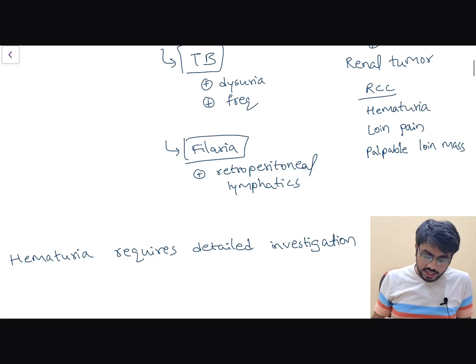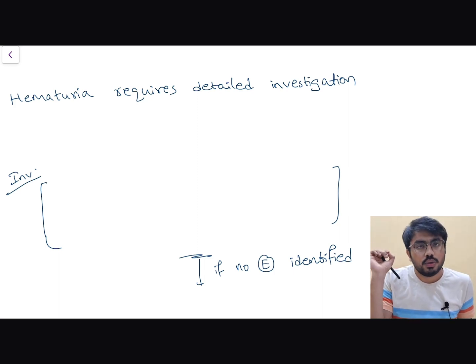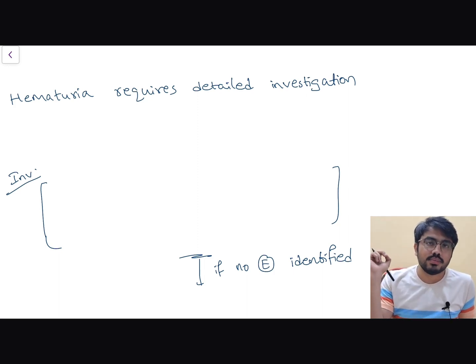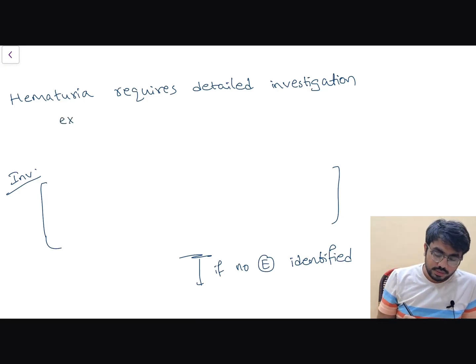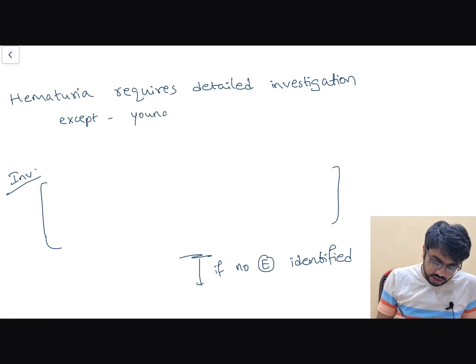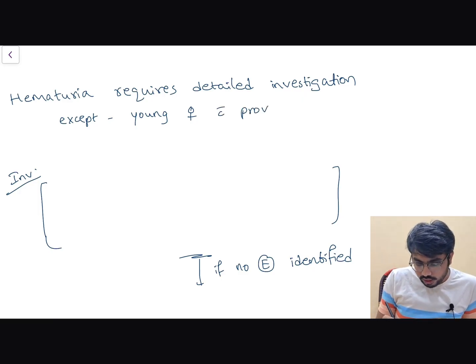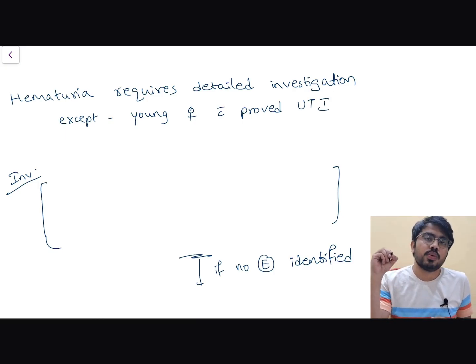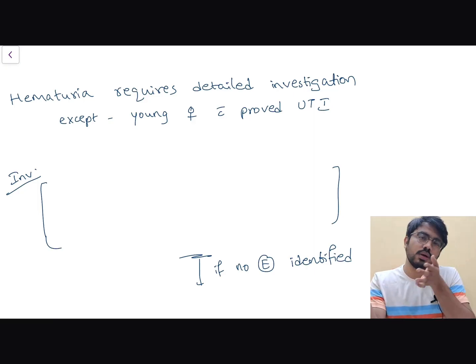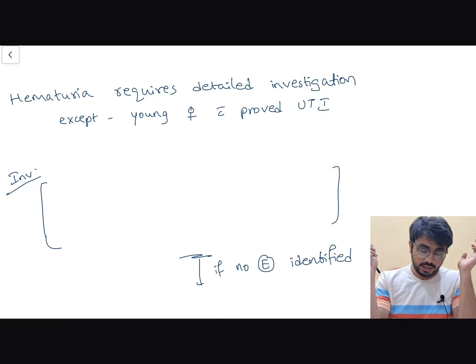Now, any case of hematuria should always be investigated, except if a young female is there with proven urinary tract infection. Young female with proven urinary tract infection, that is the only case where I am not investigating. Otherwise, all cases of hematuria have to be investigated.